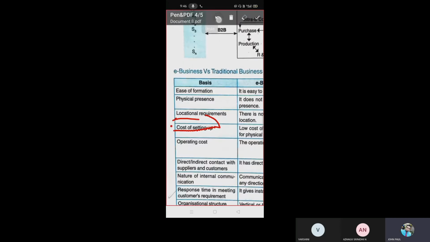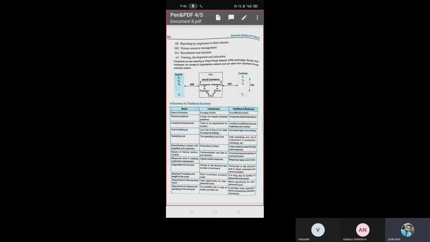The next one is cost of setting up. What do you mean by setting up? If we want to do traditional business, we need to do interior works. Yes or no? I hope you all have visited Pothys. How many of them visited Pothys from our class? There is a Pothys in Coimbatore, have you been there?